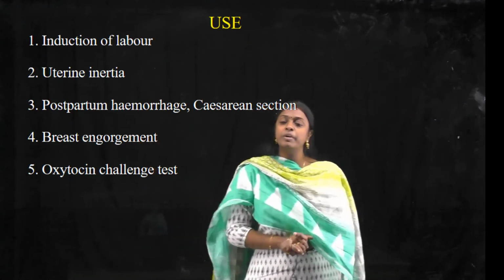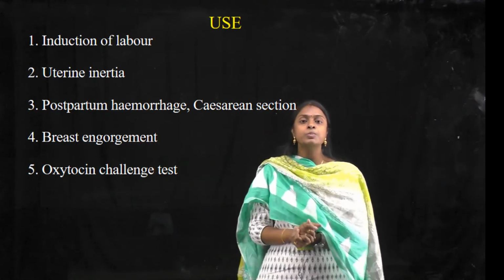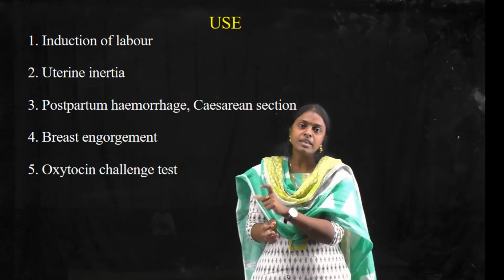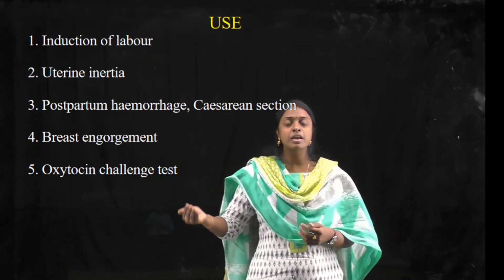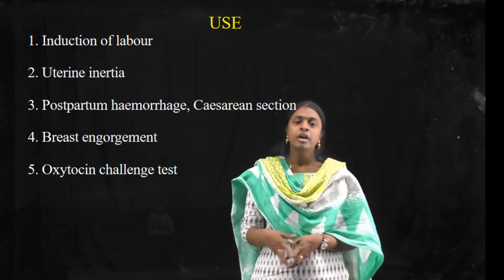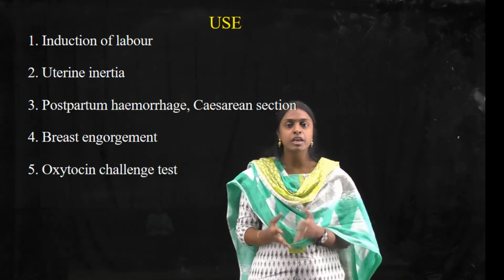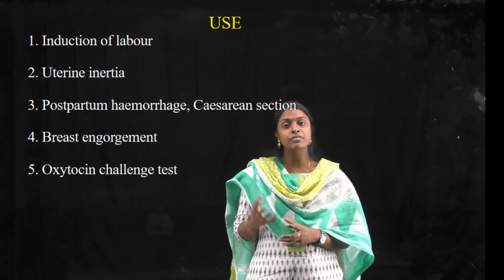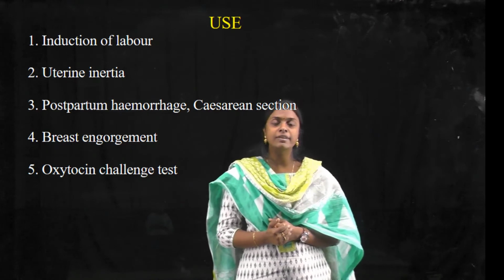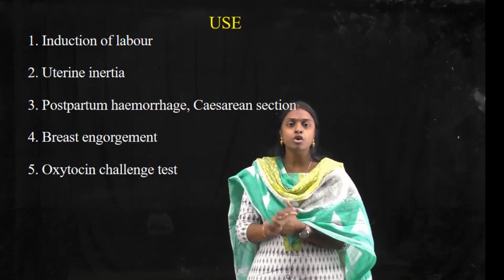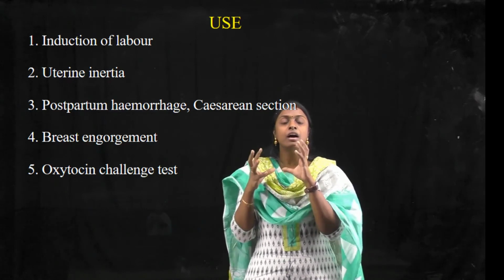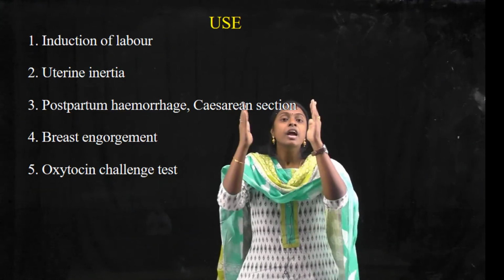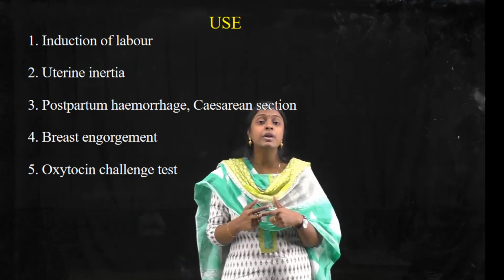So the next use will be in postpartum hemorrhage. So what is postpartum hemorrhage? After the delivery, some mothers will have so much bleeding. And at that time, there will be a decrease of BP and the mother may go into shock and death also. This will not only happen in normal delivery, it will also happen in cesarean. So for this, we will give oxytocin 5 international units through IM or IV. So here what will it do? It will stop the hemorrhage by going and contracting the blood vessels which are causing this hemorrhage, which are in the endometrium layer, and then it will arrest the hemorrhage.